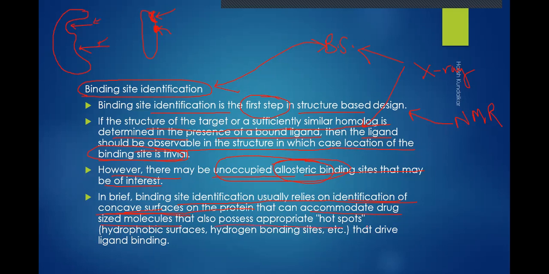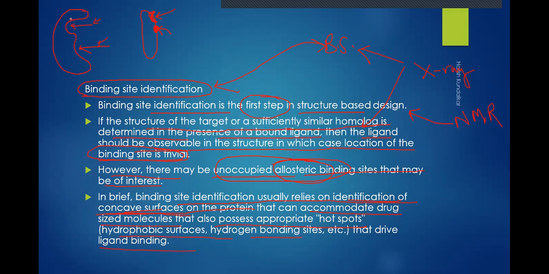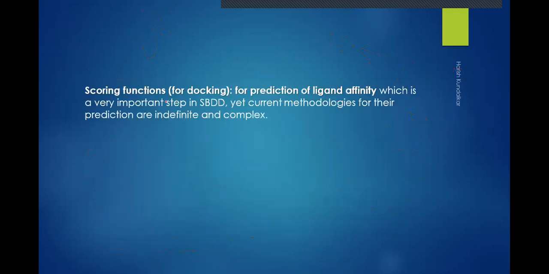That also possesses appropriate hotspots, that is, hydrophobic surfaces, hydrogen bonding sites, etc., that drive ligand binding. So if this site has a larger number of hydrogen bond acceptor or donor sites, or it has a larger number of hydrophobic sites, then this is the site that will be involved in binding over this site. So binding site identification is very important.